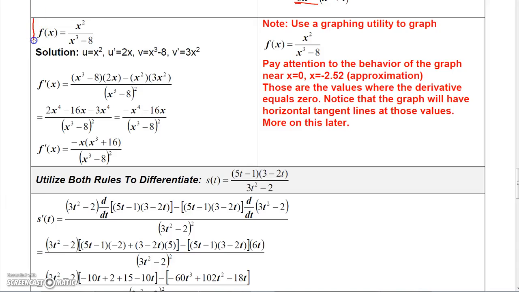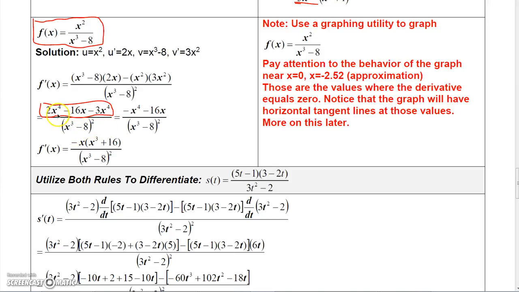Okay, so here's another example. On this one, u is x squared and v is x cubed minus 8. So u prime would be 2x, v prime would be 3x squared. So you just take v u prime minus u v prime all over v squared. And then you just do some algebra here and simplify this numerator to get this polynomial that I got here. And then this is just squared.